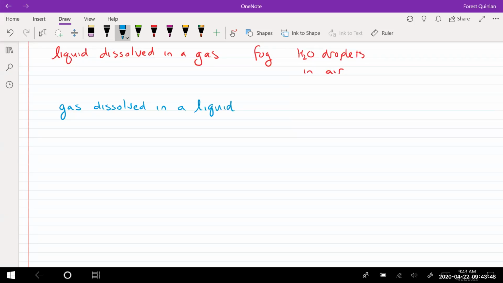That one's going to be a little more familiar because we see it every day. If we think about sodas, there you have carbon dioxide dissolved in water. Now, it's kind of weird to think about that.